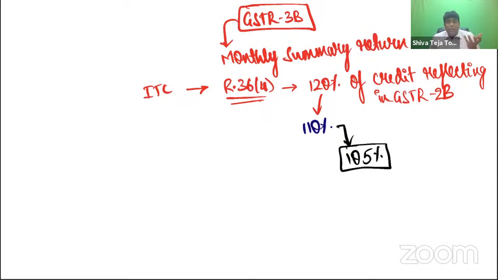So in short, even though we are eligible to claim the credit, even though we have satisfied the conditions, even though we have got the invoice, even though we have paid tax, still we are not able to take the full credit because the supplier has failed to file GSTR1, or the supplier would have filed GSTR1 but missed showing our invoice. Whatever the circumstance, we cannot take the credit.